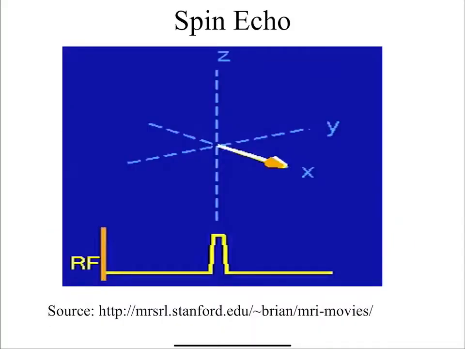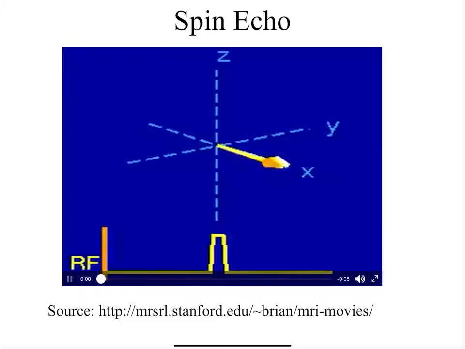This is a movie that shows what happens. It just gives you a demonstration. At some point, the spins get flipped over, and then they rephase. So play that again. They get out of phase, we flip them over, and now they rephase. All right, and one more time. Okay, so that's a spin echo.